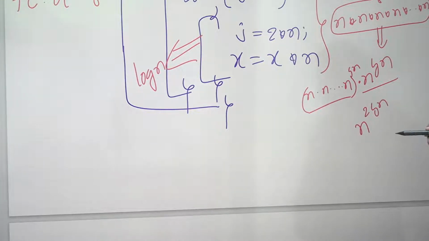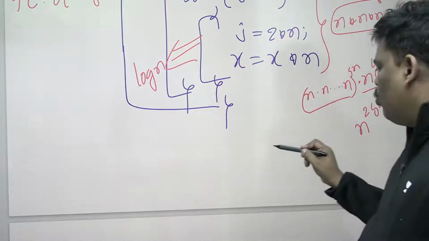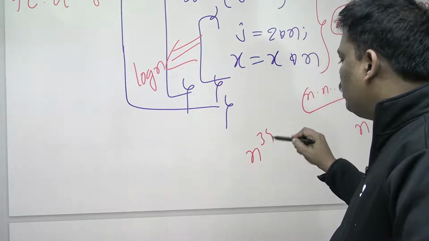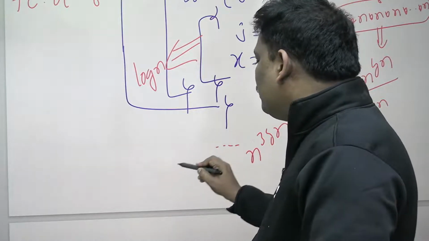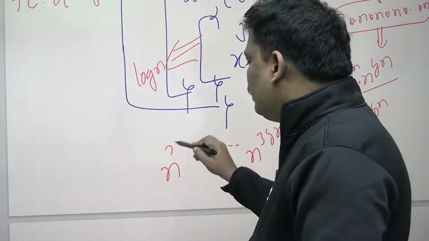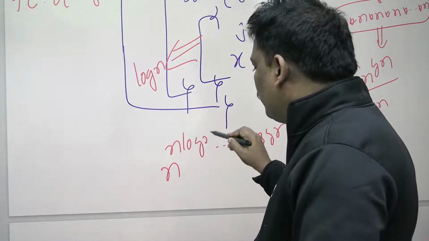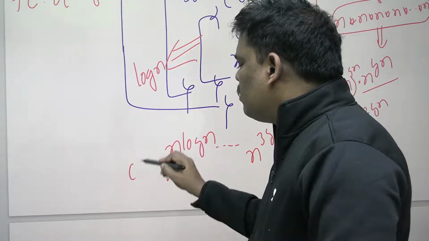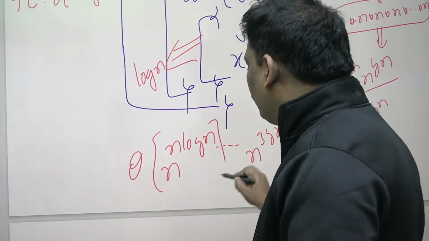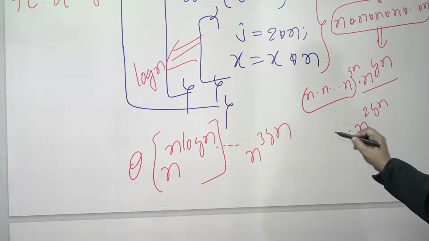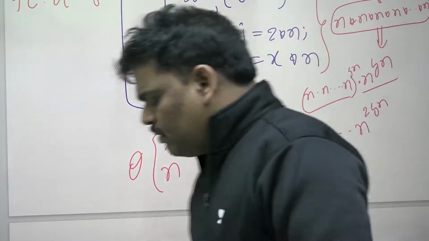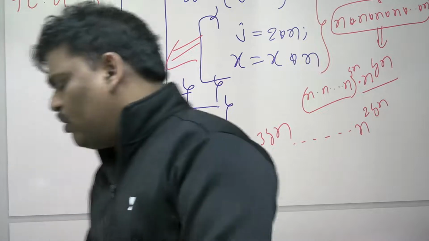i is equal to 2 over, this x value becomes n power 2 log n. i is equal to 3 over, this value becomes n power 3 log n. i is equal to 4, n power 4 log n, and so on. i is equal to n, n power n log n. So x value is n power n log n. Check once. x value is n power n log n.